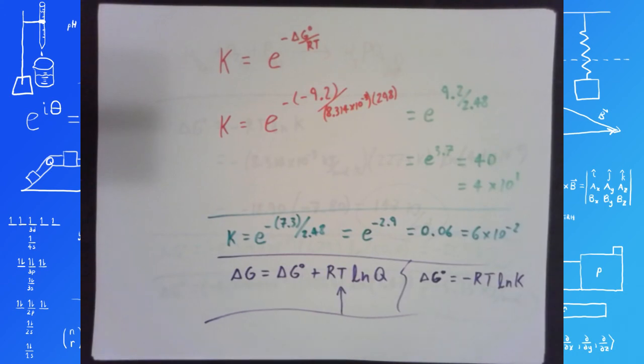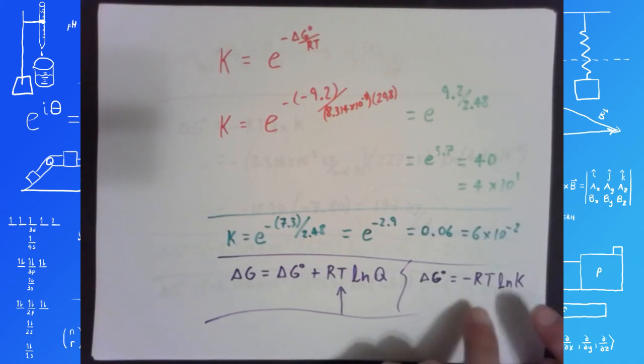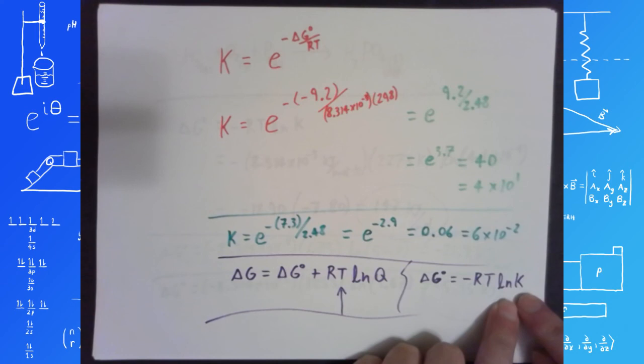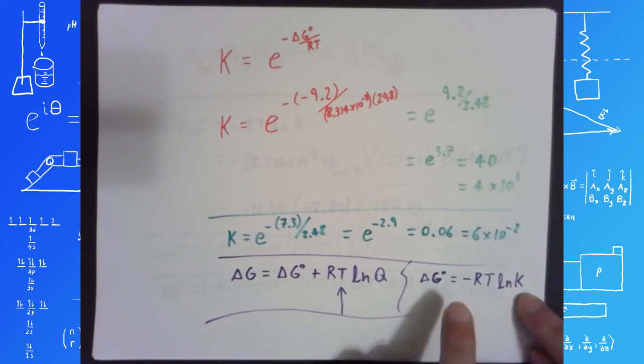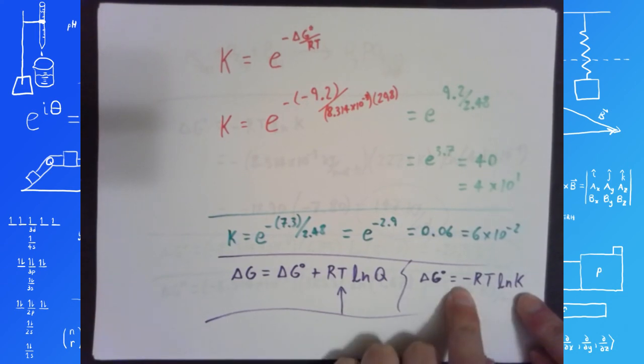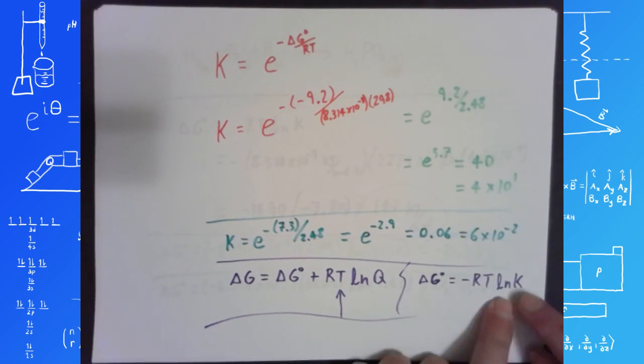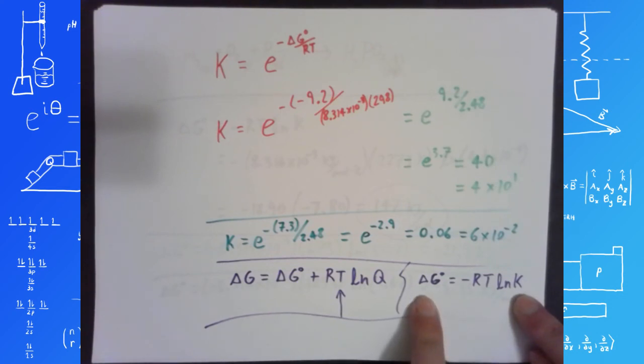In which case, if ln of K is positive, and you multiply by that negative sign, increasing the temperature will make delta G more negative. If ln of K is negative, multiplied by that negative as a positive, increasing the temperature would then make delta G more positive or less negative.